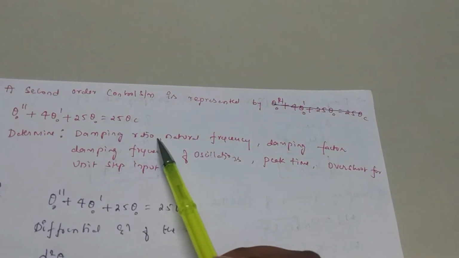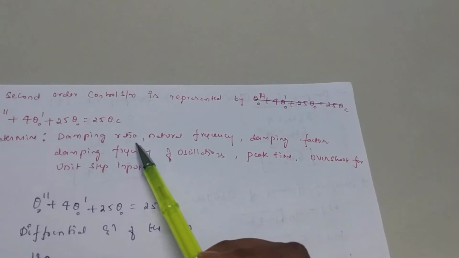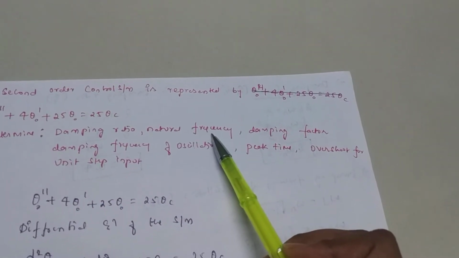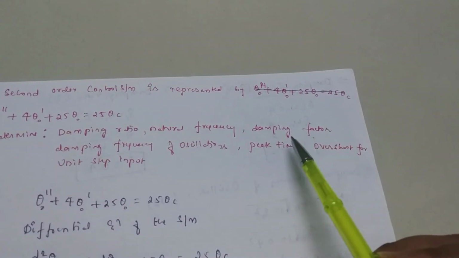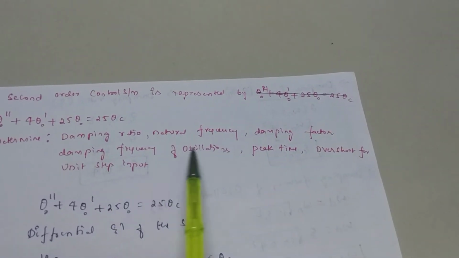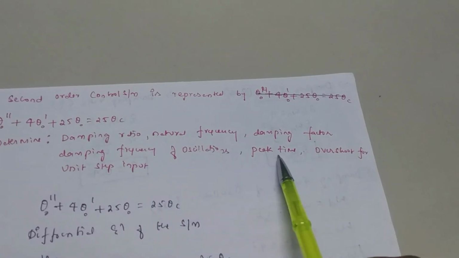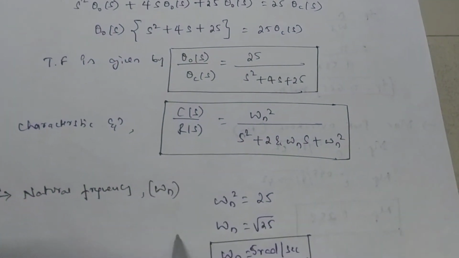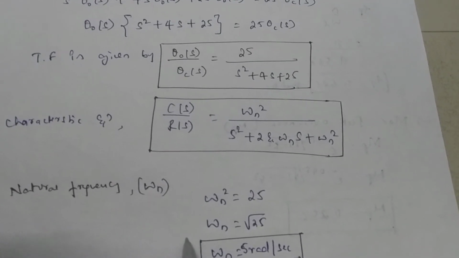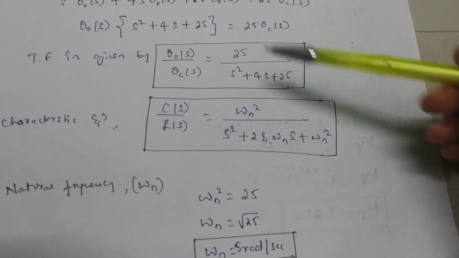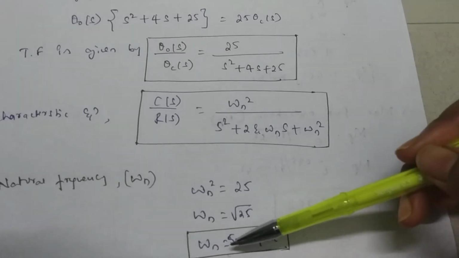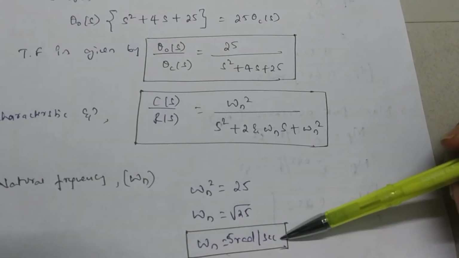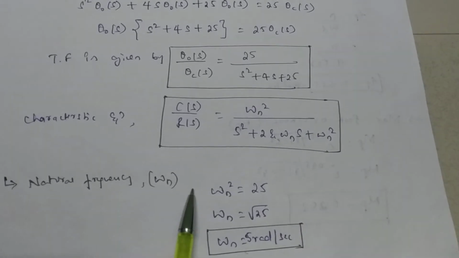What we need to determine are the damping ratio, that is theta, natural frequency, that is omega n, damping factor, that is theta into omega n, damping frequency of oscillation omega d, and peak time and maximum peak overshoot. By using this characteristic equation we find the natural frequency: omega n square equal to 25. Omega n is root 25, and we got the value omega n is 5 radian per second. This is the natural frequency.